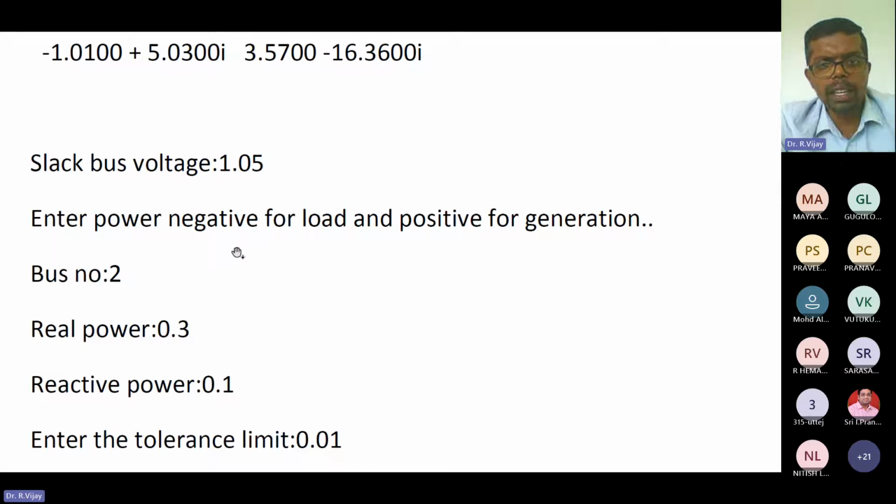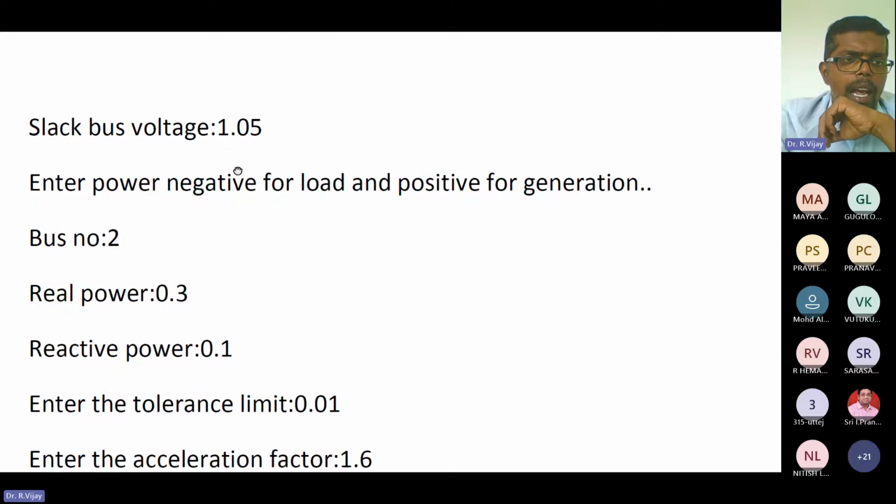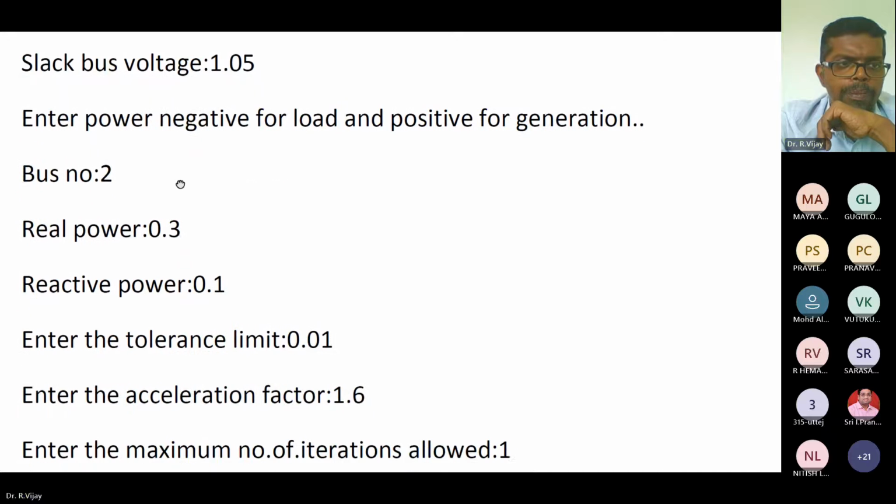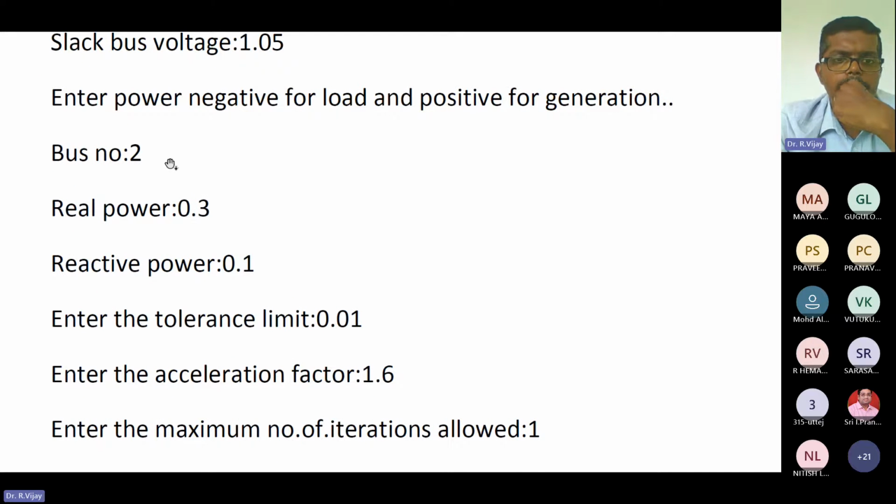This is a different problem again. The problem which we have seen before is a 3-bus system. This is the 2-bus system. Here, this problem also, if time permits, I'll explain. Here, the bus voltage is 1.05, and the bus number, this and all you are getting as an output. That is bus number 2.